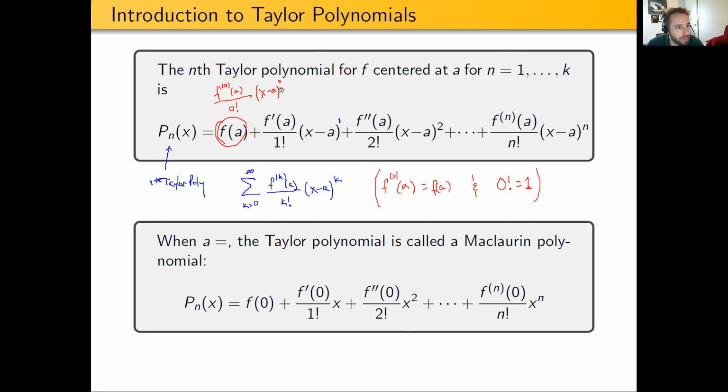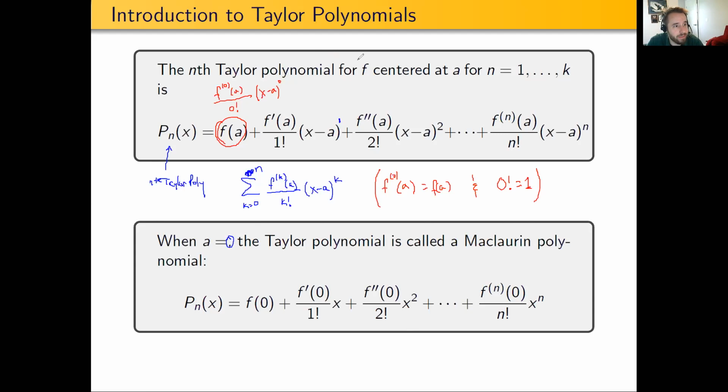And I realize I've actually written something incorrectly here, which is a little sloppy and maybe a little bit of foreshadowing. This should just be the sum as k goes from 0 to n, right? Because we're starting with the 0th term and we're going up to the nth term. Okay, great. So when a is equal to 0, right? When we choose to create a Taylor polynomial for a function f of x centered at the number 0, our formula simplifies a little bit.